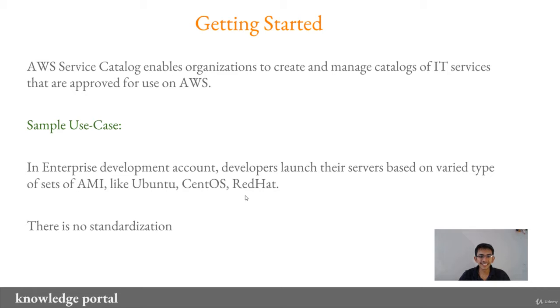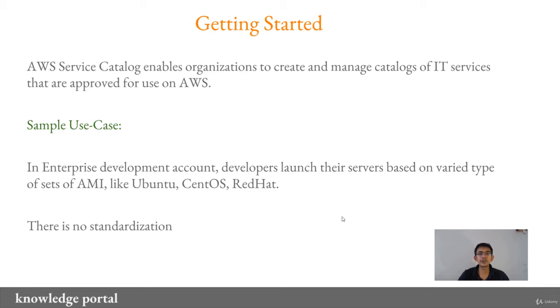Along with that, a developer will never launch an instance with a t2.micro. They launch an m5.large, m5.xlarge, and big instances which are not required, and most of them will have underutilized resources. So again, you need the cost saving factor as well. With AWS Service Catalog, you will be able to achieve all of these. So let's go into the demo.